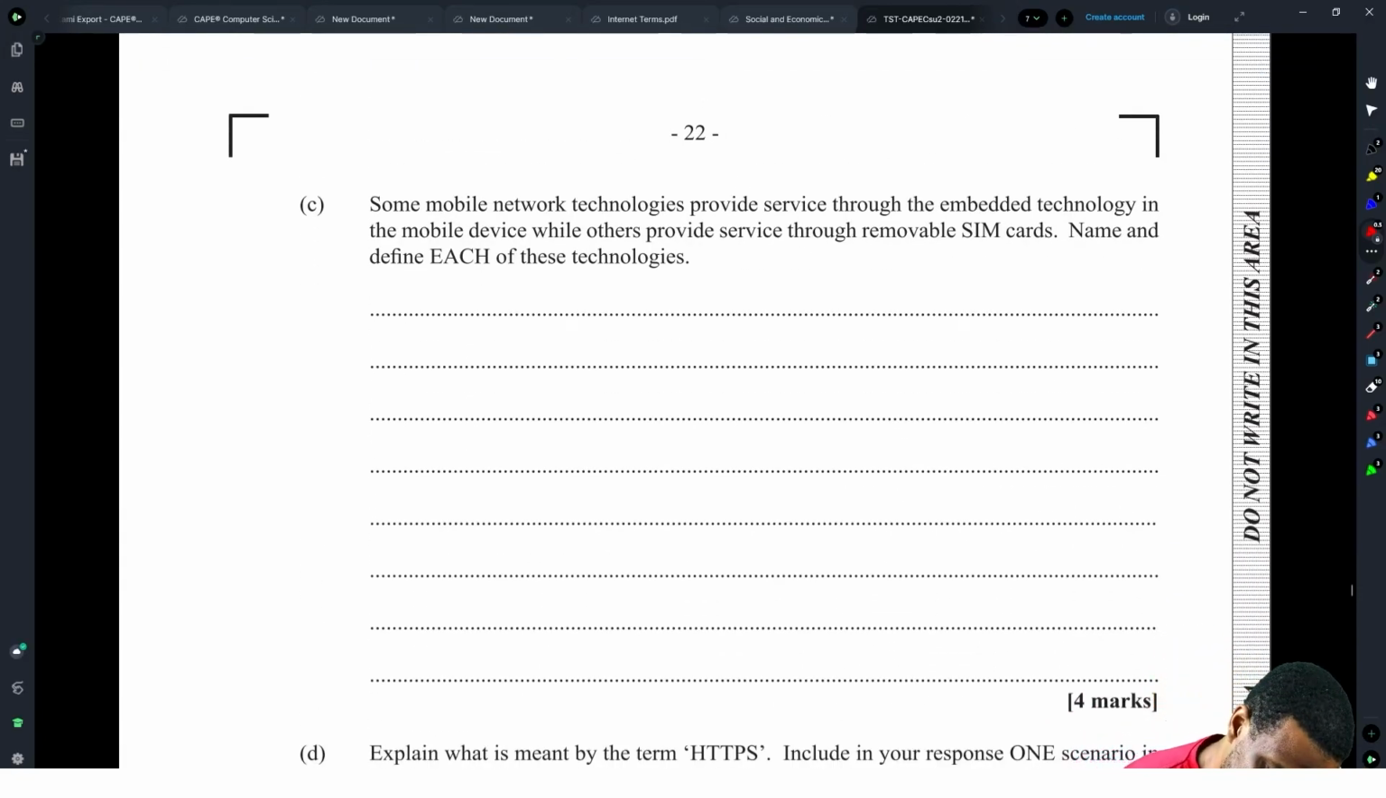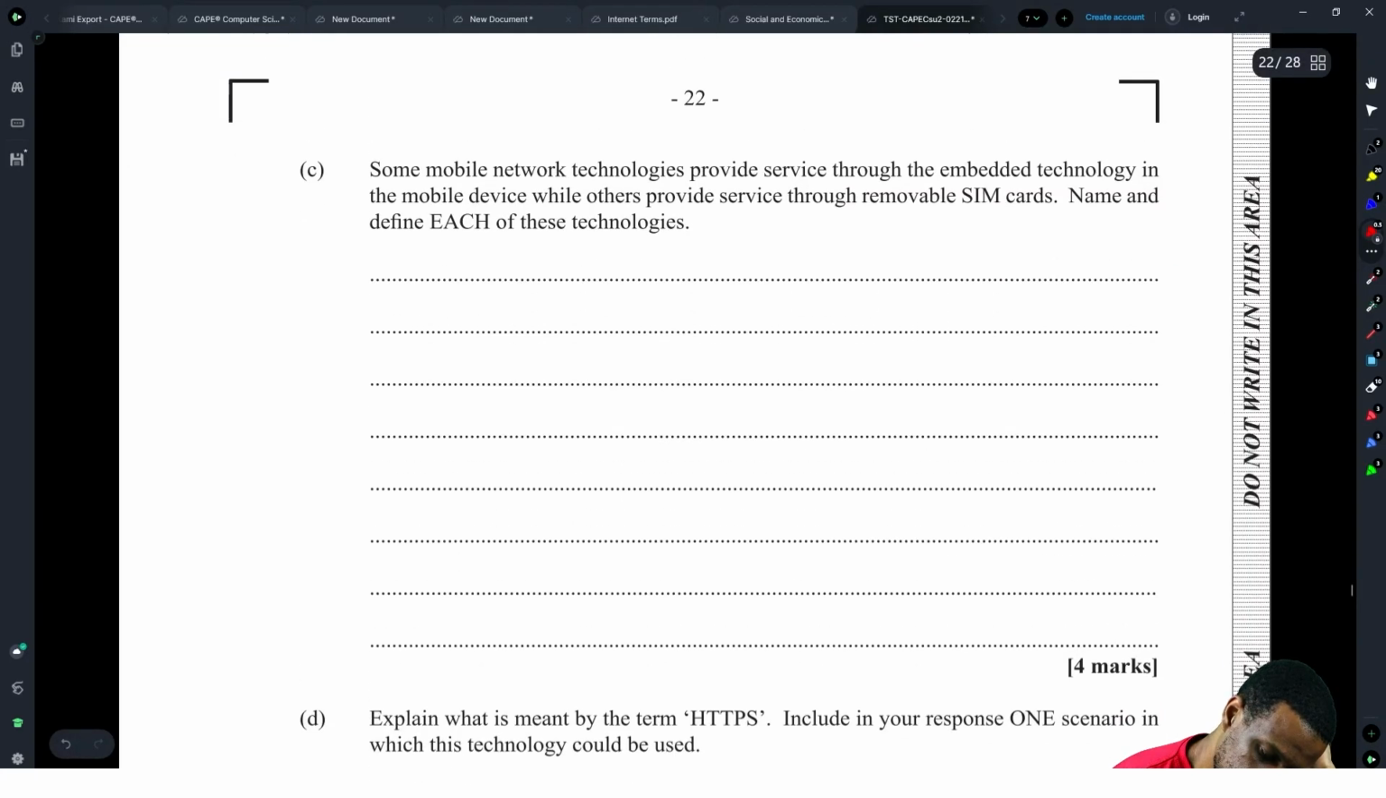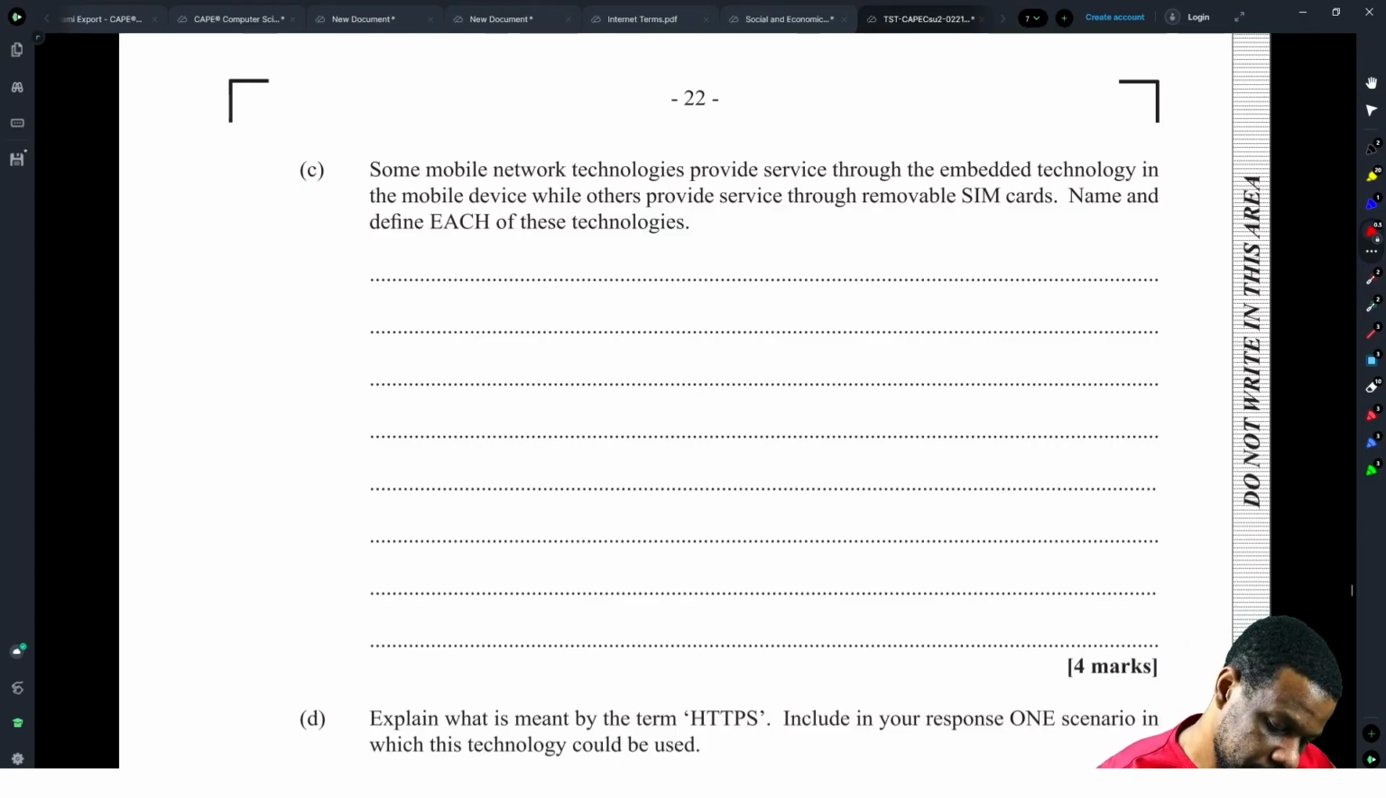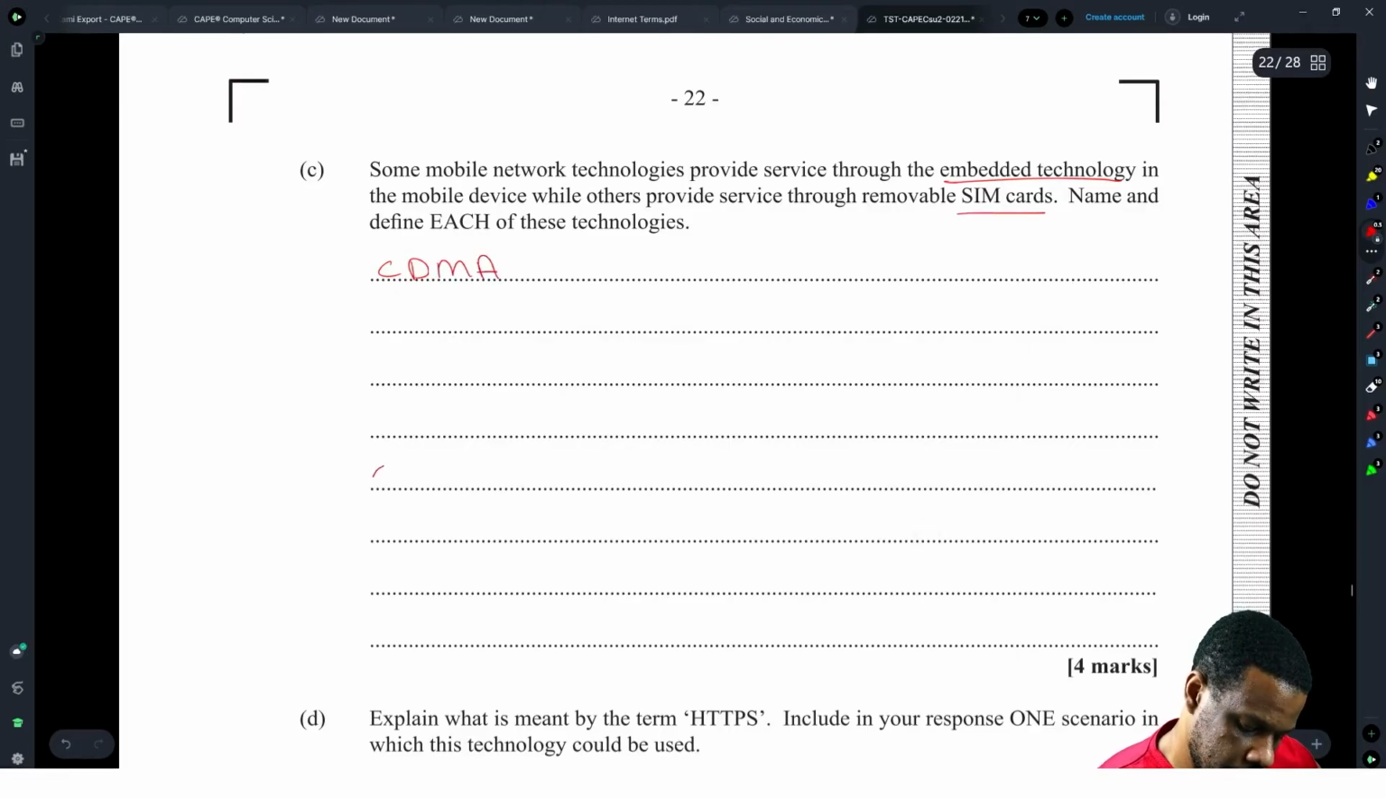Alright, some mobile network technologies provide service through the embedded technology in the mobile device, while others provide service through the SIM card. Name and define each of these technologies. What? Oh, this is tough. I didn't think they would ask a question like this. So the embedded technology inside of it is CDMA, and the SIM card is called GSM.